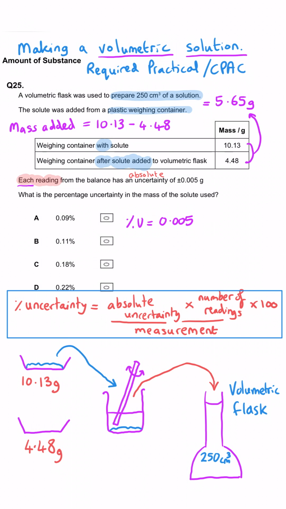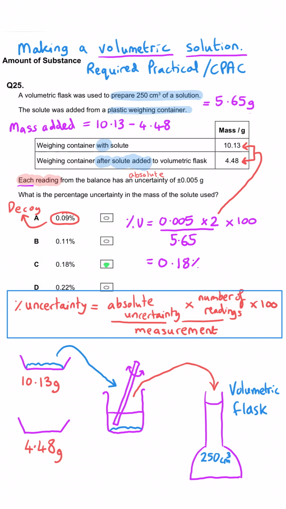And so because we needed to take two readings of mass, one before and one when it was emptied, we need to double that 0.005 grams. And that then gives us an uncertainty to 2 decimal points of 0.18%. The most common wrong answer would be A, and that's there to trip you up in case you forget to notice that two readings have been made, so we have to double that absolute uncertainty value.